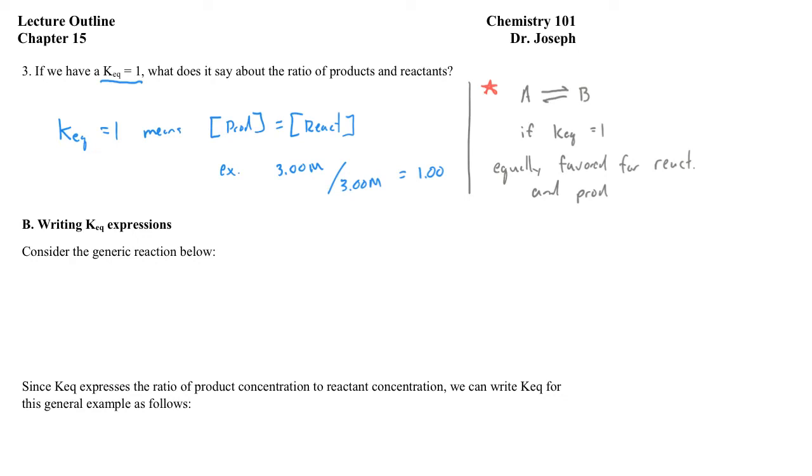Okay, so now that we've talked about KEQ and what the different values mean, how would we actually write out a KEQ expression for some reaction that has multiple products and multiple reactants? So something more complicated than A and B.